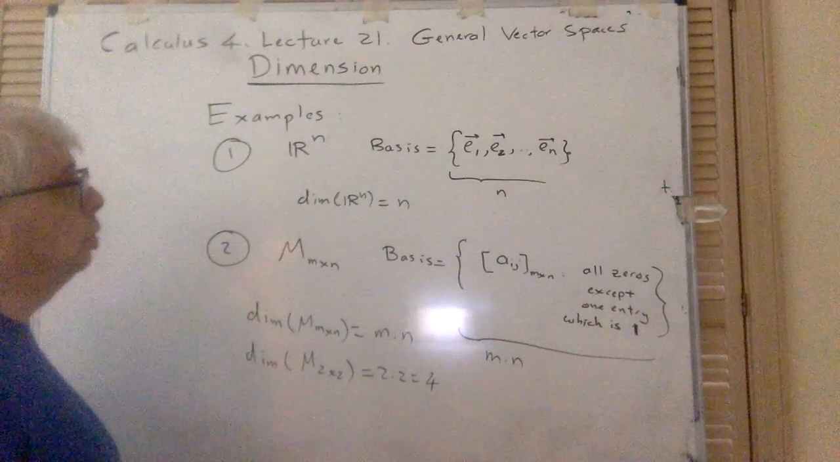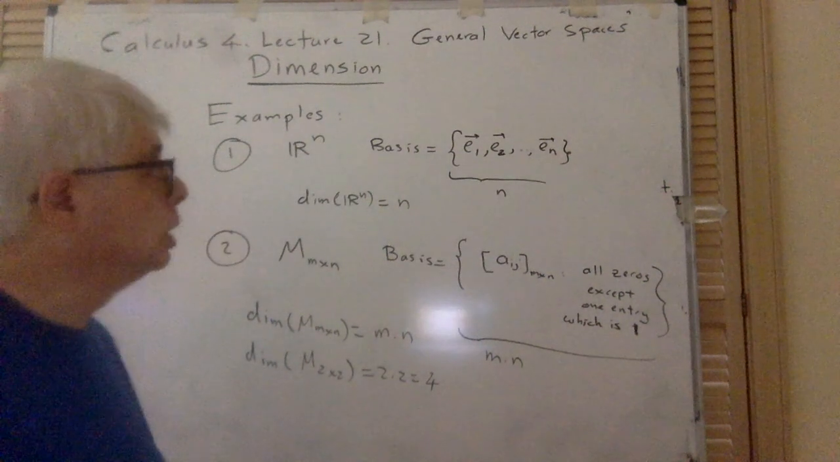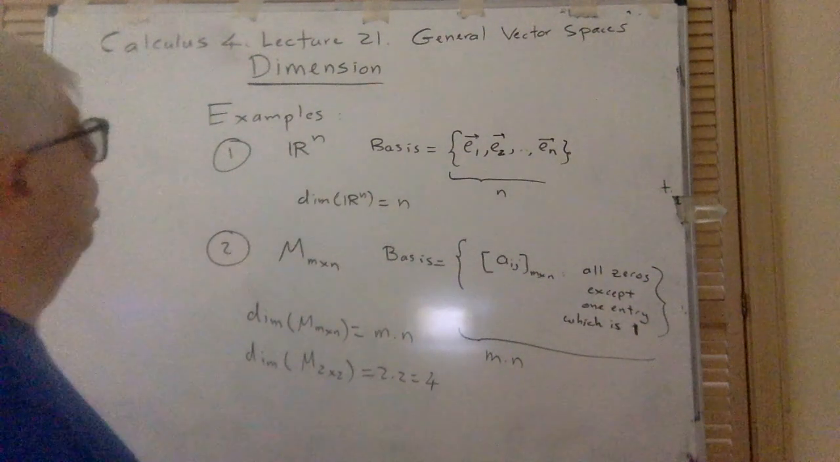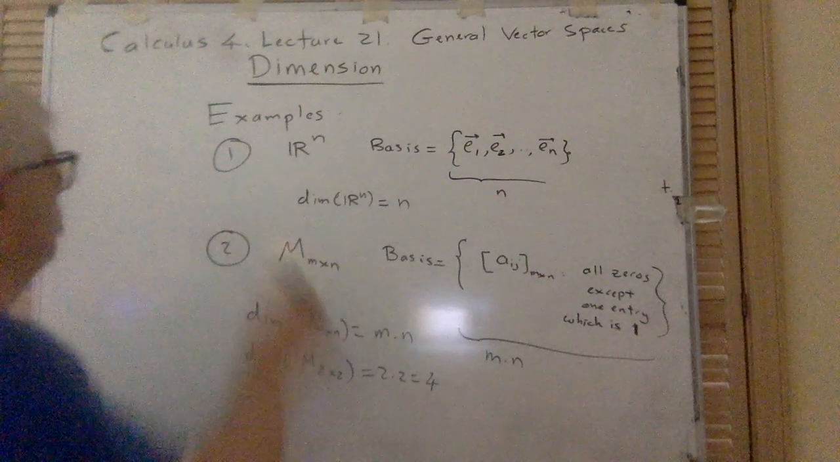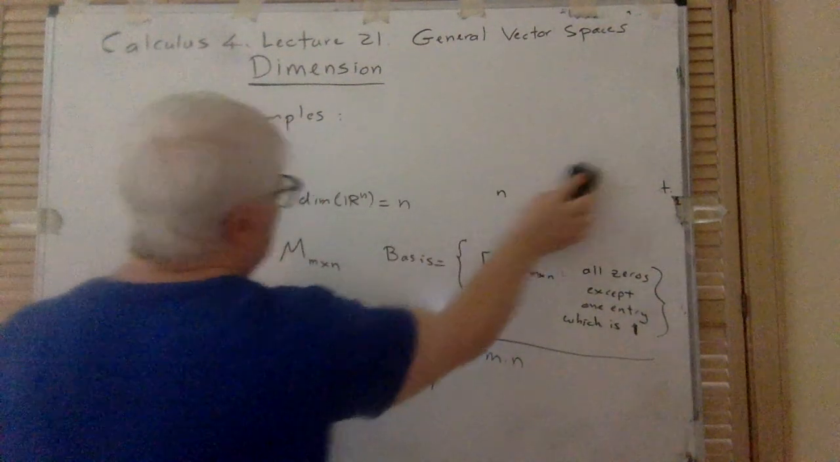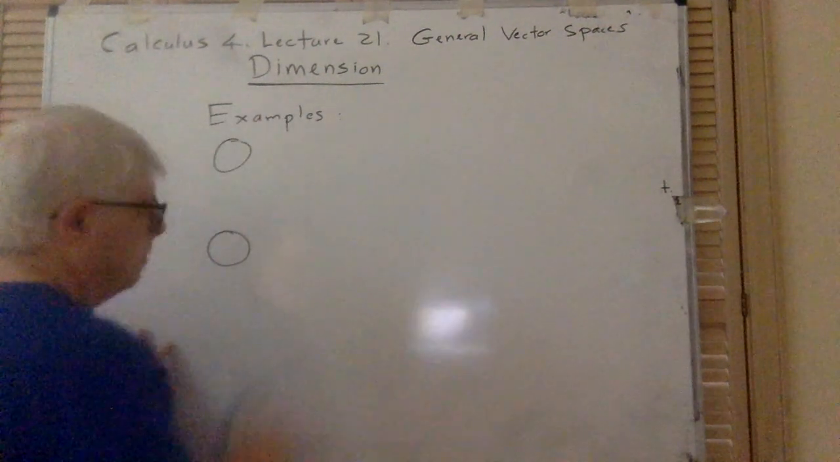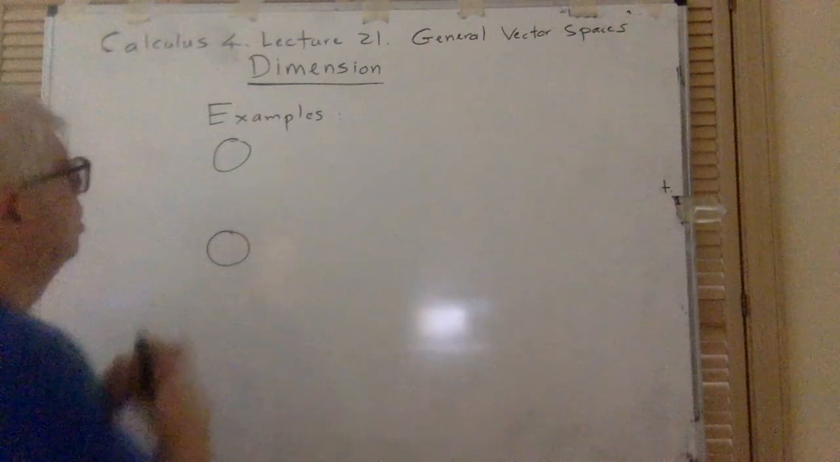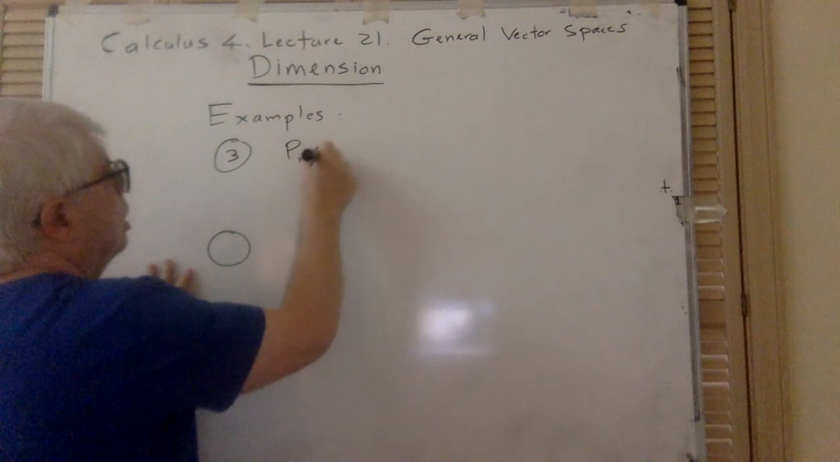Okay, so these are the two that we started with. Now let's look at other examples. One, two. What was the other one? I can't remember. Oh yeah, the polynomials. Number 3, Pn(x).